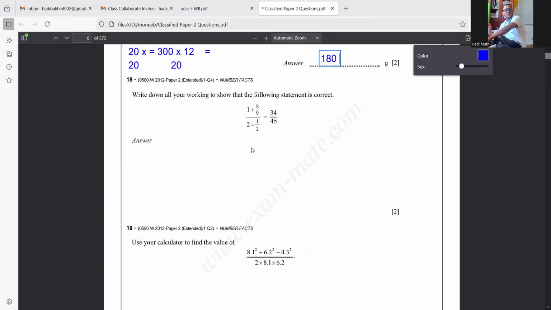Okay, this question, they say write down all your working to show that the following statement is correct. They say 1 plus 8 over 9, then over 2 plus 1 over 2 is equal to 34 over 45. You can make common denominator between those two, or you could say 1 and 8 over 9 is equal to 1 and 8 over 9 as a mixed number.